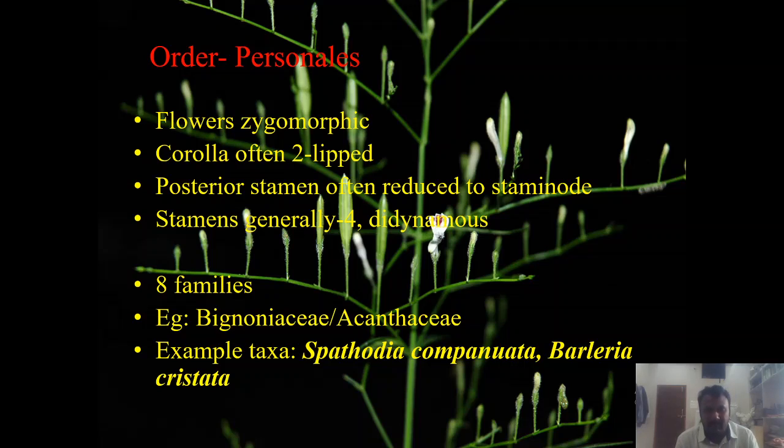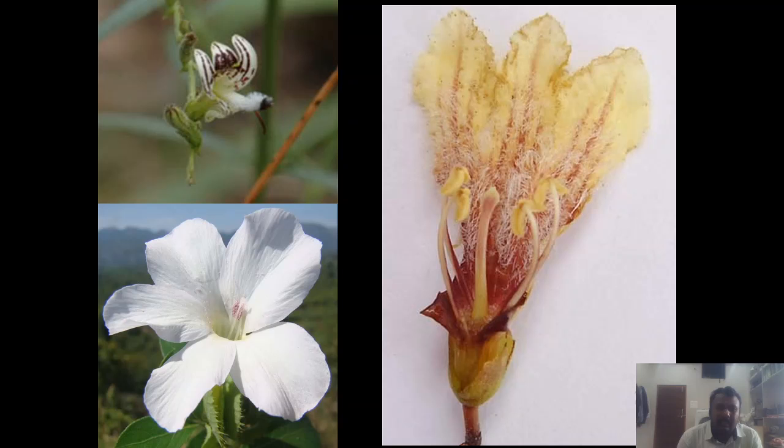Then Personales: flowers zygomorphic, corolla often tubular, posterior stamen often reduced to a staminode. Stamens generally 4, didynamous. 8 families, for example, Bignoniaceae and Acanthaceae. Example taxa, Spathodea campanulata or Barleria cristata. You can see here, these are the examples for Personales.